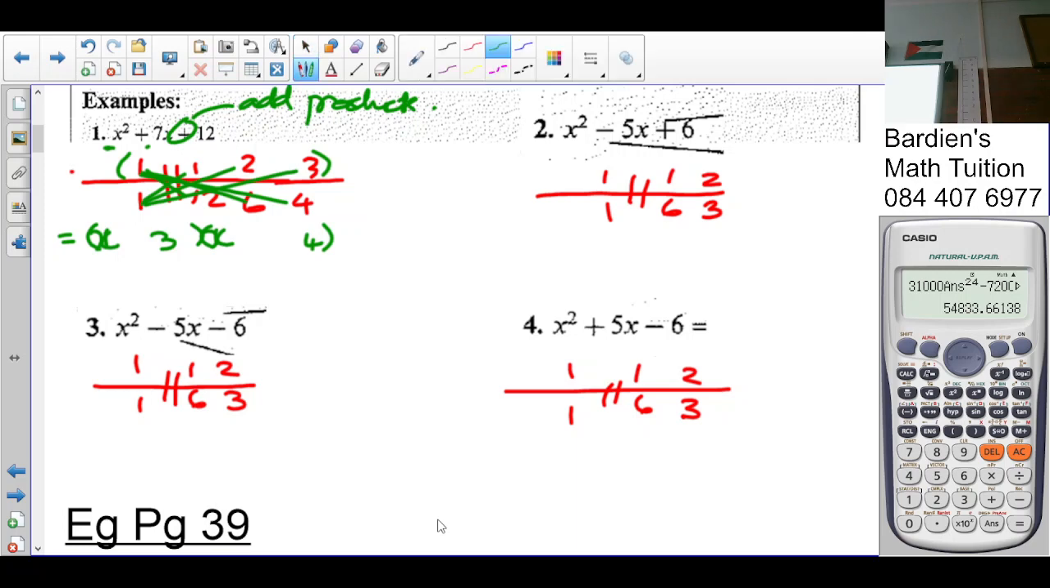So, do we add or subtract the products? We add them. Okay? So 1 times 6 is 6, 1 times 1 is 1. Okay? 7. What am I looking for? 5. 1 times 3 is 3. 1 times 2 is 2. You add it, you get 5.